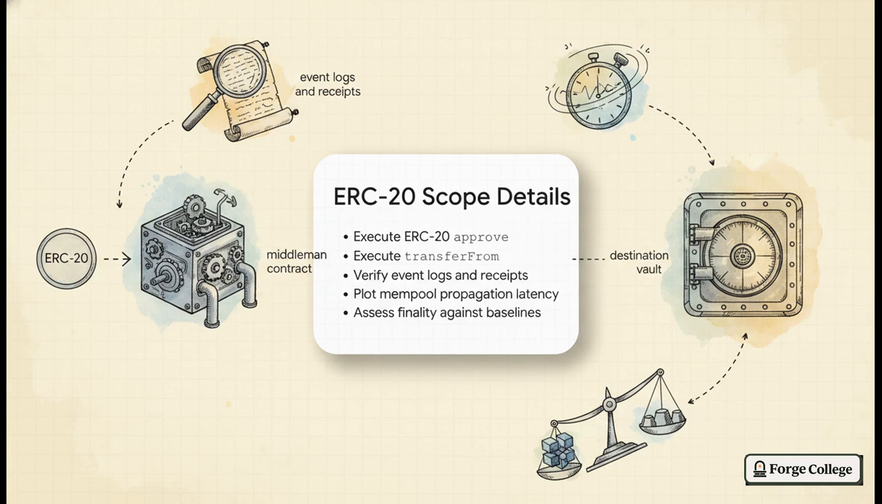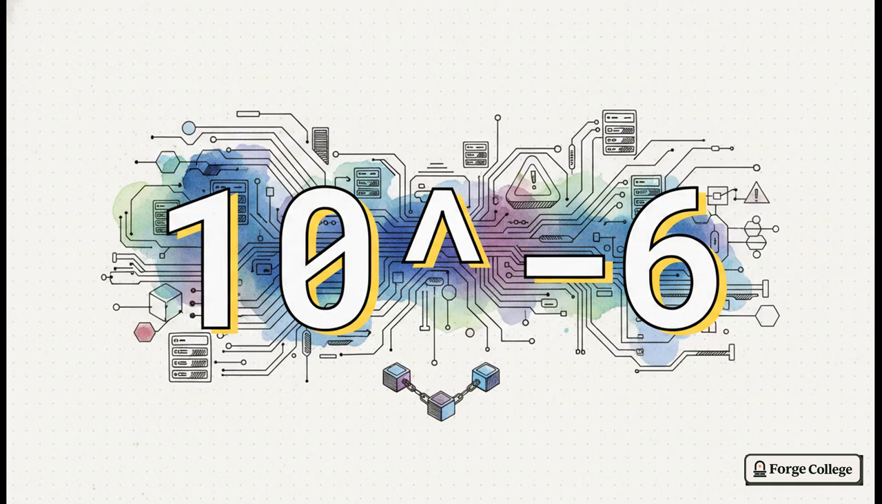And speaking of baselines, let's talk about a very specific number here, 10 to the negative 6. Instead of vague guesses about when a transaction is done, your success criteria absolutely must rely on empirical data. You are targeting a 10 to the negative 6 estimated reorganization probability. This is exactly what we mean when we say explicit numerical thresholds. You calculate the risk, and then you build your test to prove you've actually mitigated it.